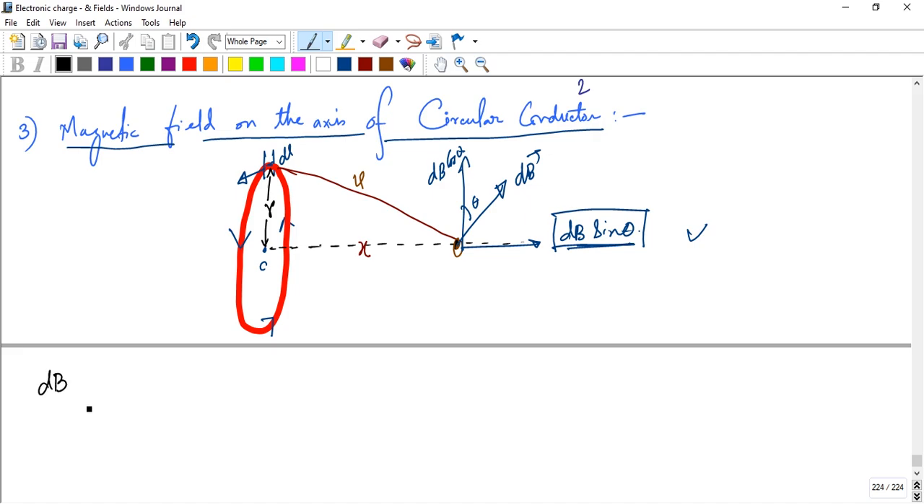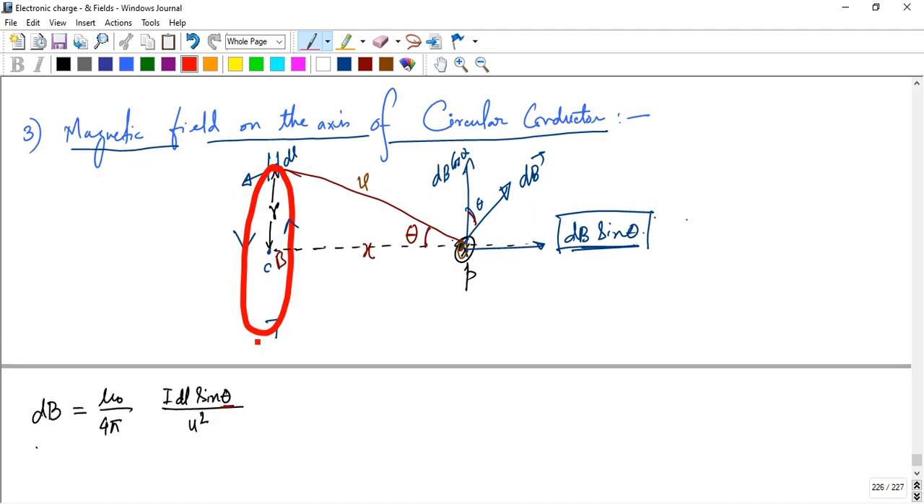From the Biot-Savart law, we know that dB equals mu 0 upon 4 pi, I dl sin theta by u square, where u is the distance from dl to the point P. Here the angle between I dl and u is theta, and that angle is 90 degrees.